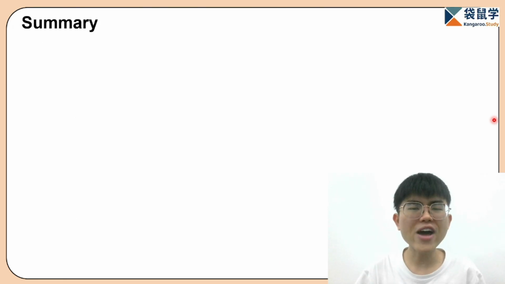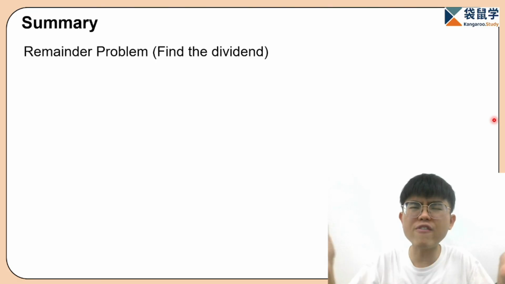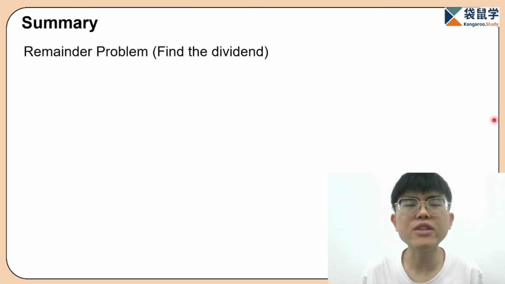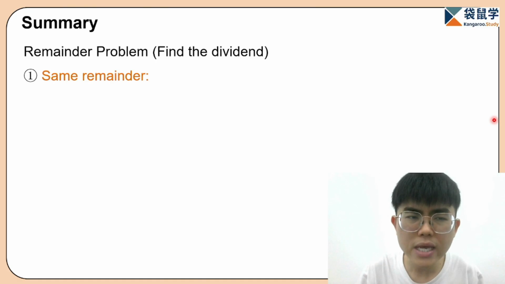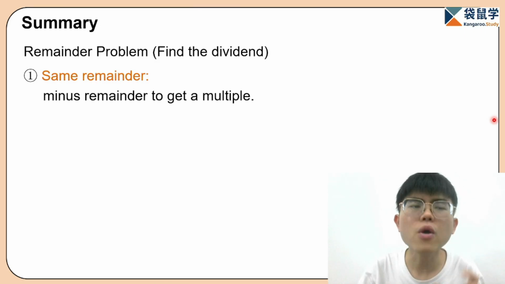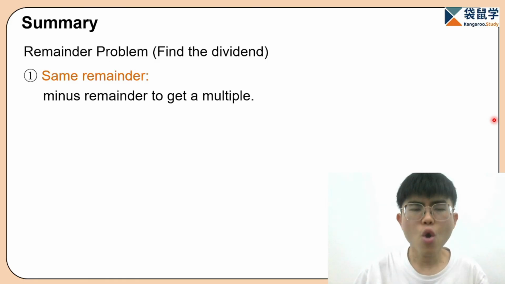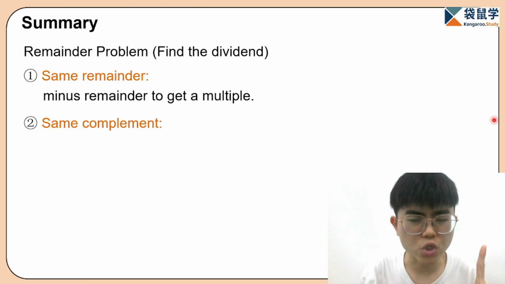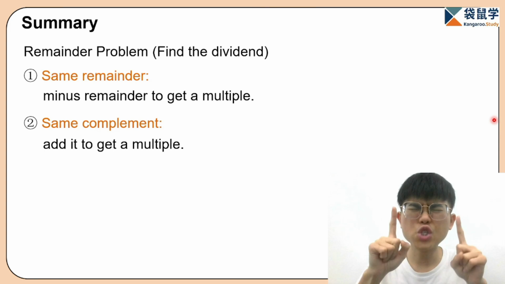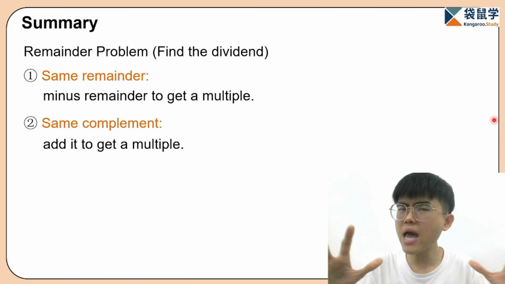Okay, now everyone, let's summarize what we learned from this question. When we have a remainder problem and want to find the dividend, the first thing is, when there is the same remainder, we have to minus the remainder to get a multiple. Second situation, when we have the same complement, you just have to add the complement to get a multiple. This is what we learned from all of these examples and the question.